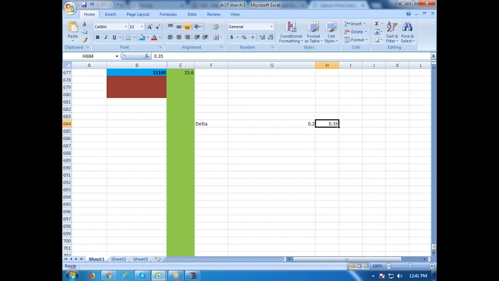The point is that 0.35 delta or 0.2 delta says there is a 20% probability that this strike will go in the money. The same happens with the 0.35 delta: there is a 35% chance that this strike price will go in the money. The probability of the strike price going in the money is your delta. The higher the probability, the higher the cost will be.